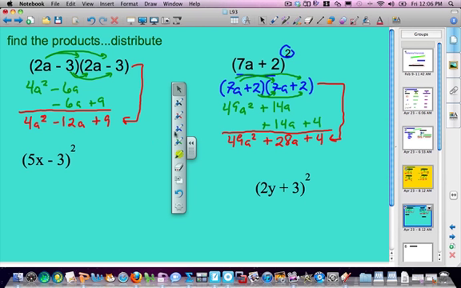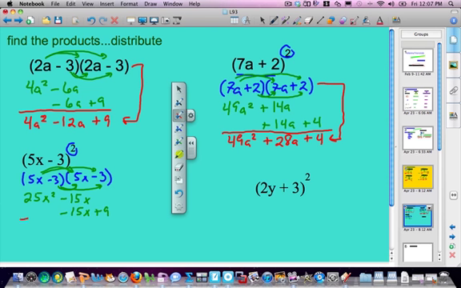Let's look at another example. We're going to need to expand this before we can multiply it. So the base, once again, is 5x minus 3. I need to use it twice. So let's begin by distributing. 5x times 5x yields 25x squared. 5x times negative 3 yields negative 15x. Negative 3 times 5x yields a negative 15x. And negative 3 times negative 3 yields a positive 9.